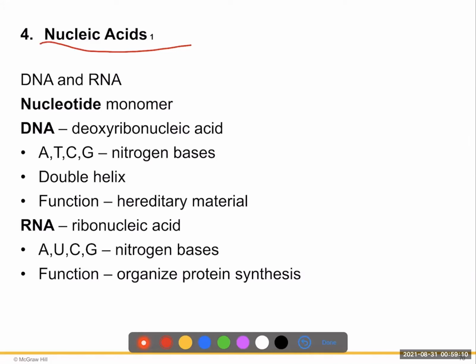Oh, here it's spelled a lot better. This is a lot neater than I can write. Deoxyribonucleic acid. If you want to look for the spelling of that, because my writing is not the neatest.